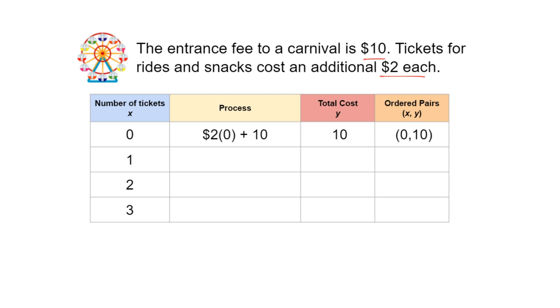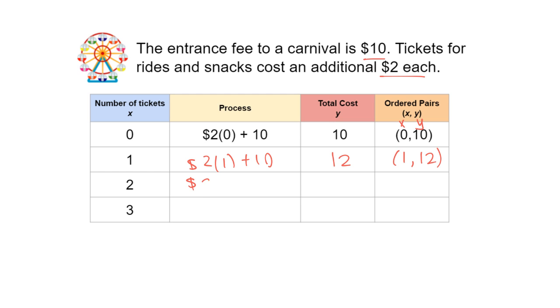So 0 amount of tickets, 2 times 0 plus 10 is 10. So my ordered pair is (0, 10). 0 is the x, which is tickets, and y is the total cost, which is 10. Next, I'm going to do one ticket. So $2 times 1 plus 10 gives me 12. So my ordered pair is one ticket, $12.